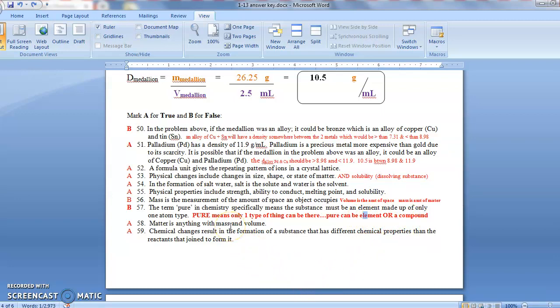Matter is anything with mass and volume. Number 58. True, that is correct. Matter is something with mass that takes up space. And 59. Chemical changes result in the formation of a substance that has different properties than what joined to form it. That is true. When the reactants join to form a product, the reactants lose their properties and form something with new properties different than what the reactants had. That is true. We're going to stop here with number 59 on this video.